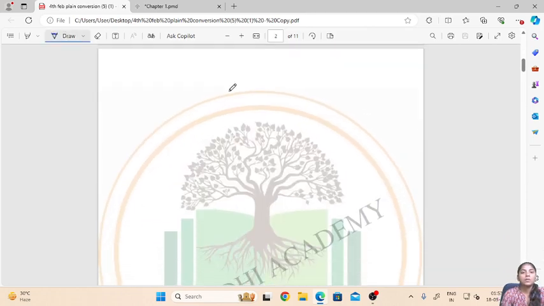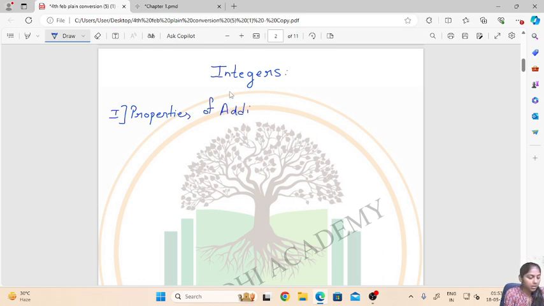So the chapter name is integers. And today we will learn the properties of addition and subtraction of integers.